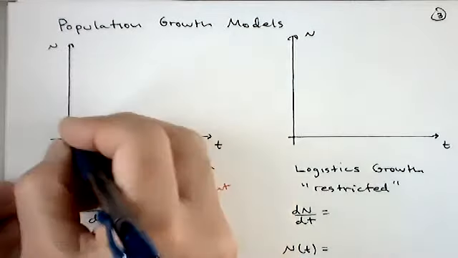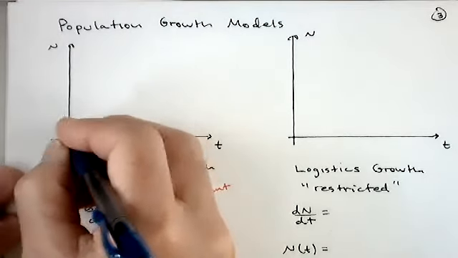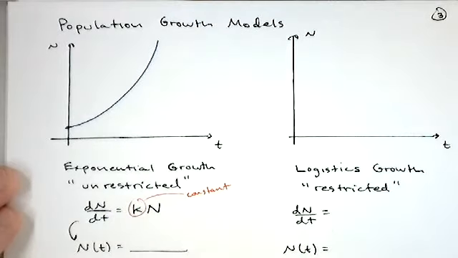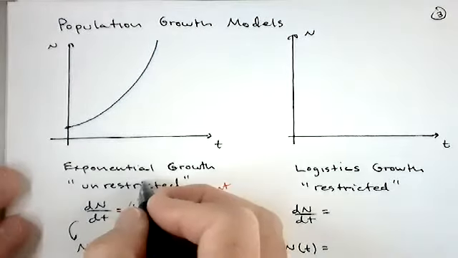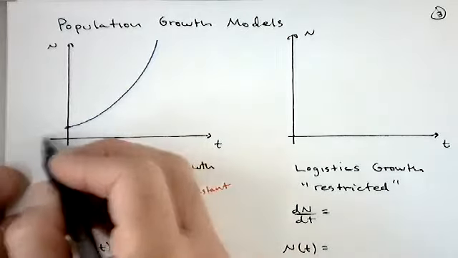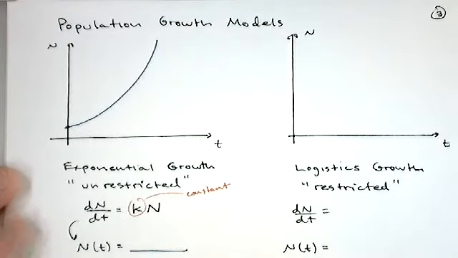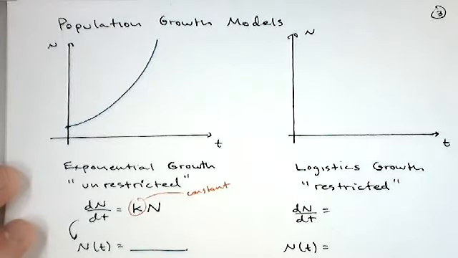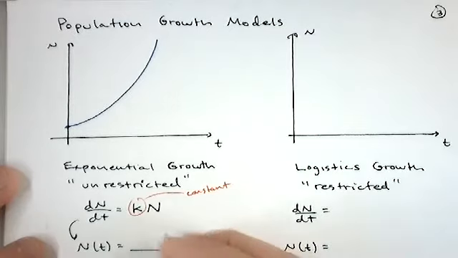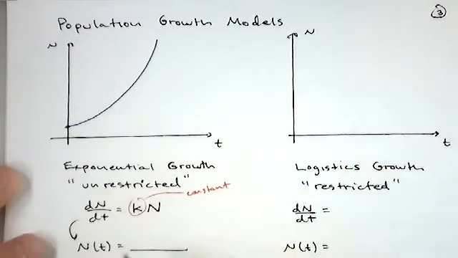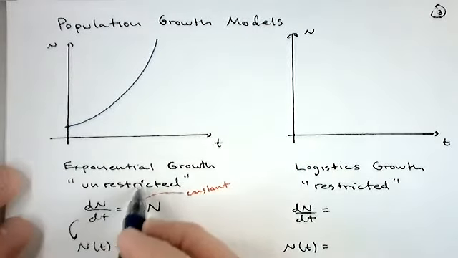I left some empty graph here. We know what that graph looks like, something like this. We'll sometimes refer to this as unrestricted growth, right? The idea of exponential growth is there is no limit to how big the population can get. While that might be true if you're talking about bacteria cells or virus cells, it's not really true if you're talking about species of animals. But there are times when that's a good model for something.